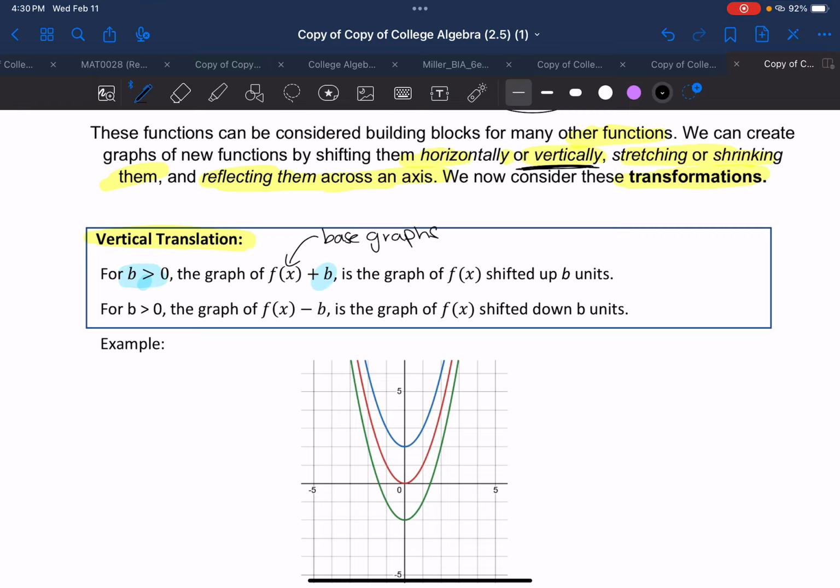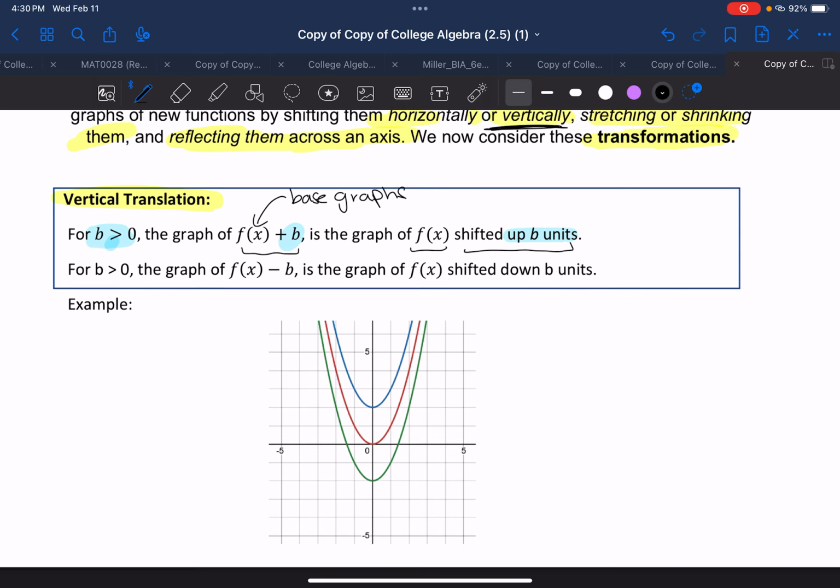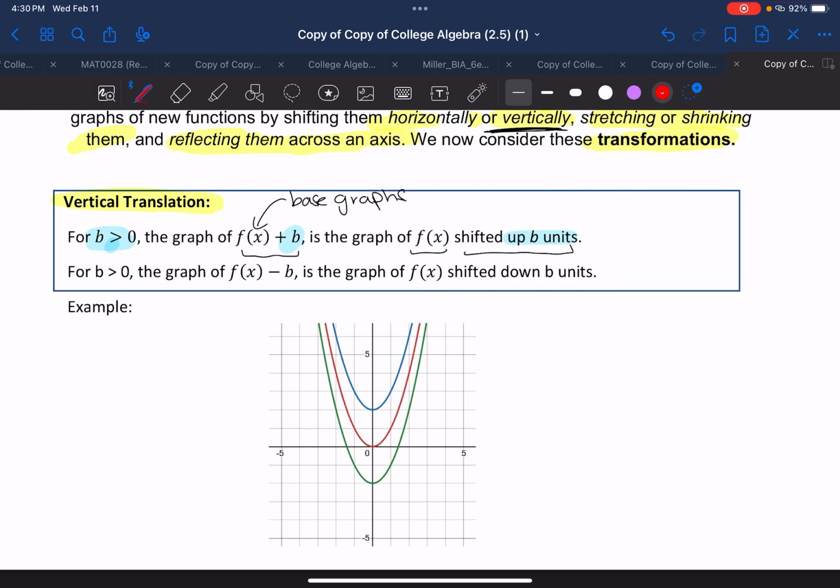So if I have a constant and I add it to one of our base graph function equations, then the new graph of this, f of x plus b, will be the graph of the base graph shifted up b units. Okay, so for example, in this picture down here, the one in red is the base graph, f of x equals x squared. It's the squaring function. And that's the parabola in red that you see with the vertex at 0, 0 at the origin.